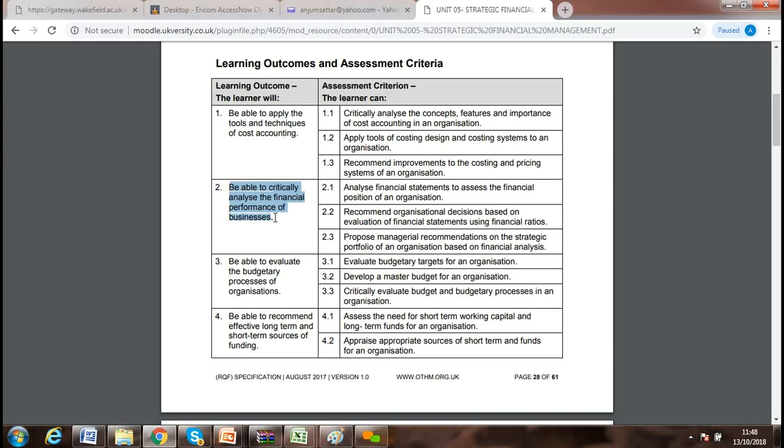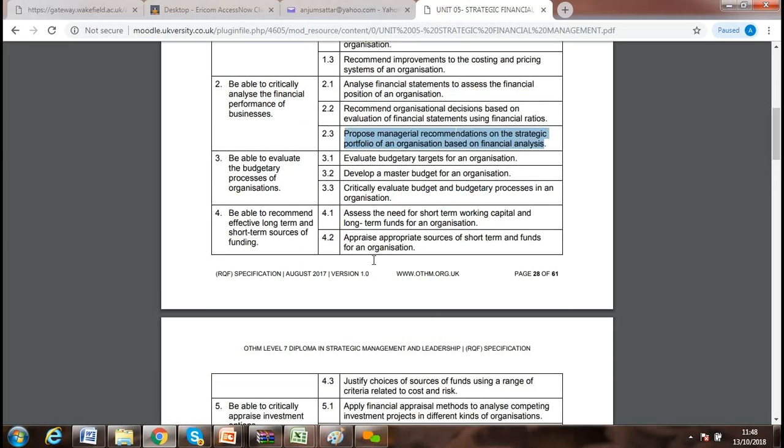Second, our learning outcome: be able to critically analyze the financial performance. During our second lesson we'll go through the financial position of companies based on the financial statements. We'll use different companies' financial statements. We'll calculate financial ratios and make recommendations to managers based on the analysis, either to invest or not invest, to buy or not, to manufacture or not, to increase profit or not, whether the cost will increase or not. All this discussion will be on the basis of our performance analysis and ratio analysis during our future lessons.